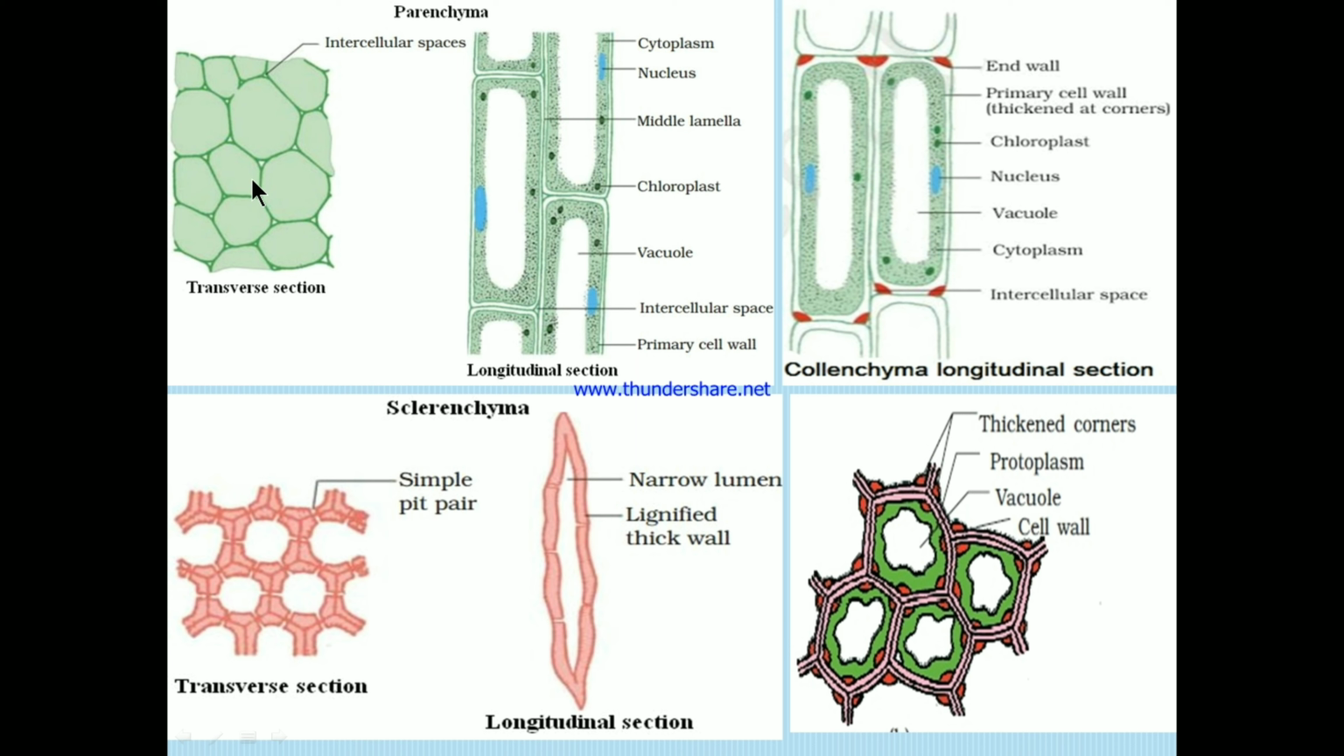Now look here. This is parenchyma. This is the transverse section or cross section. These are longitudinal sections. So here is the collenchyma.